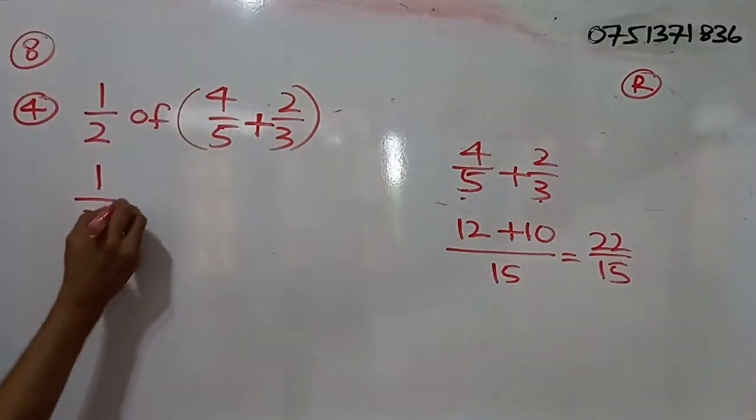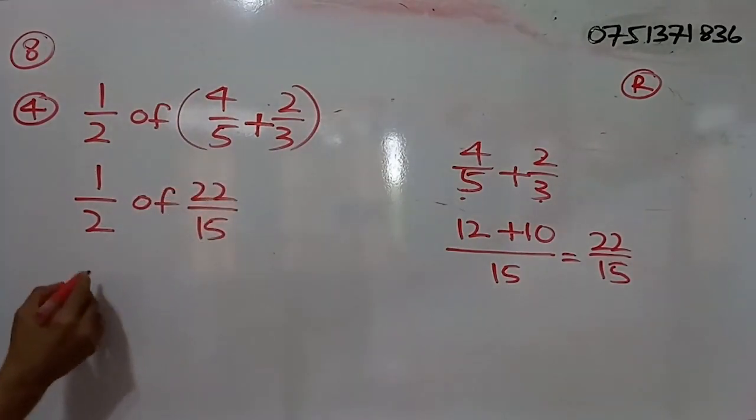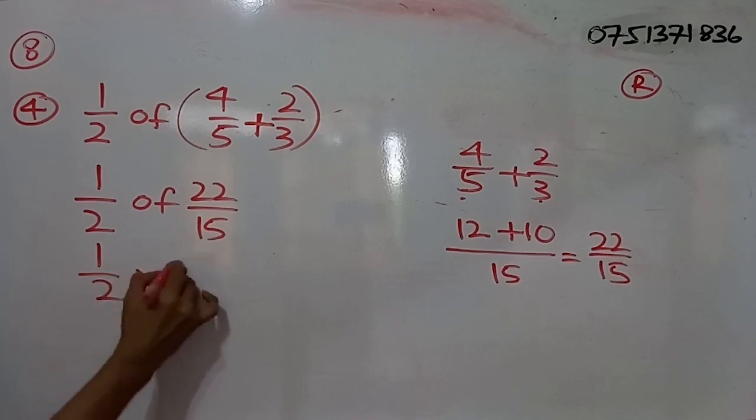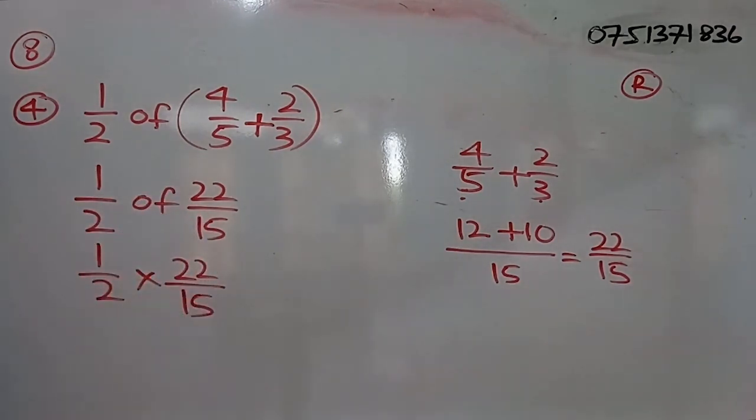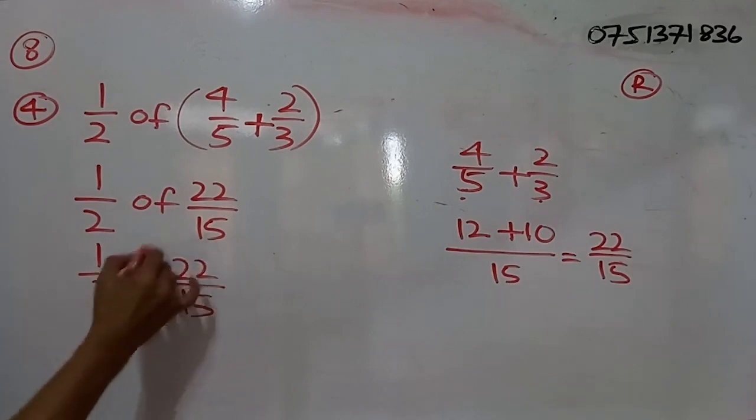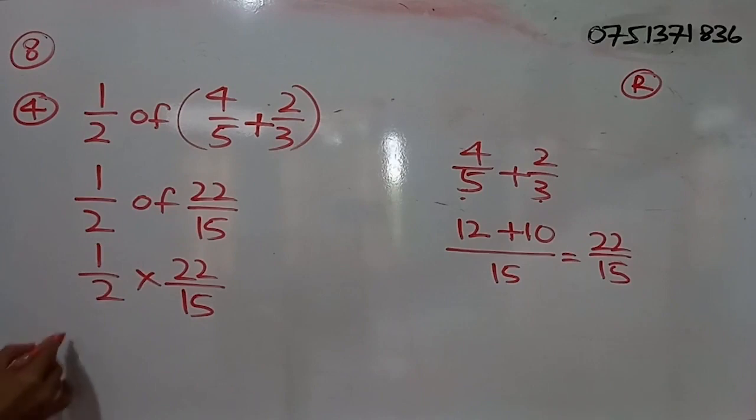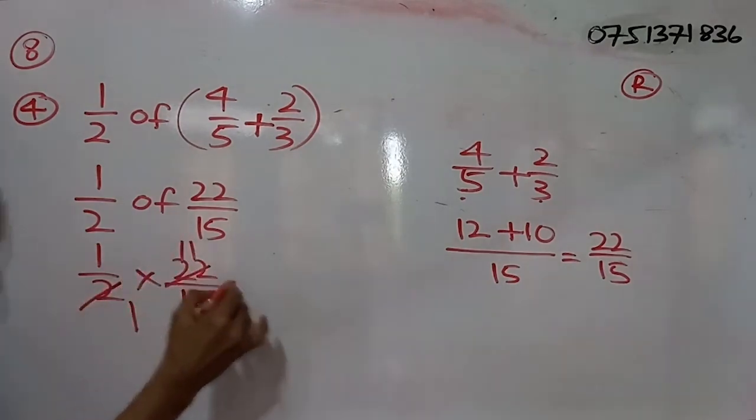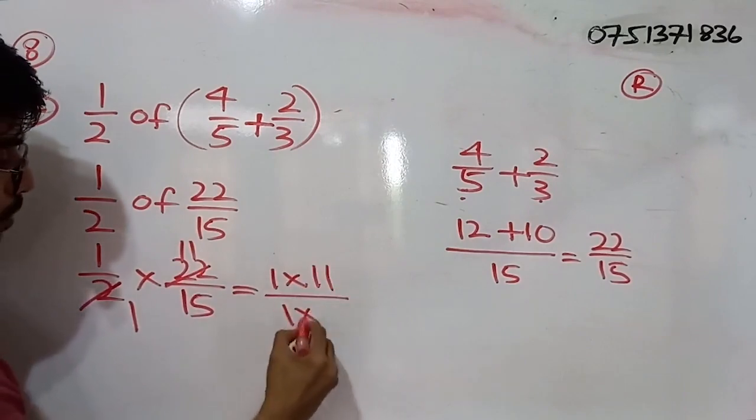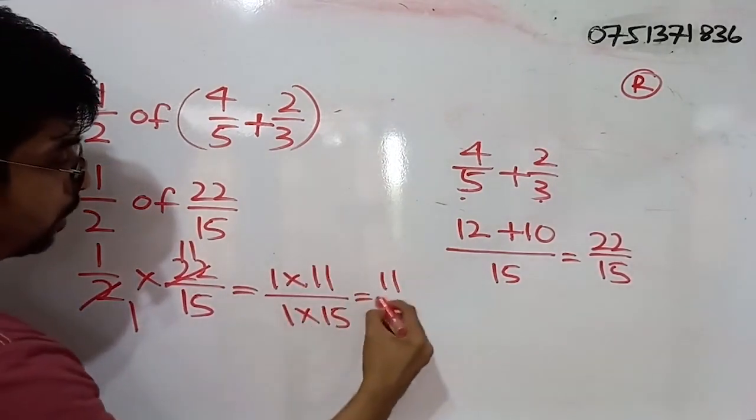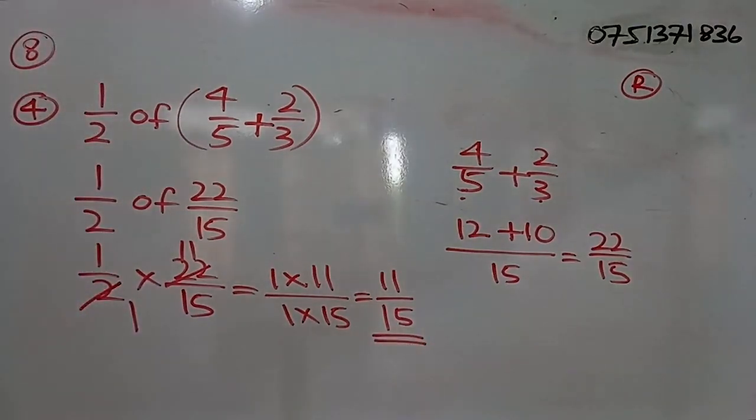So half of 22 by 15. So what do we do? This of means what? Multiplication. So we will rewrite this like this, right? So we will replace of with the multiplication symbol. So 2 times 1, 2 times 11. So here 1 times 11 and 1 times 15. So the answer is what? 11 times 15.